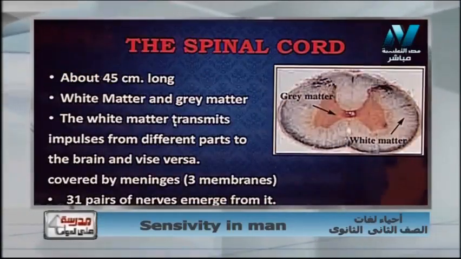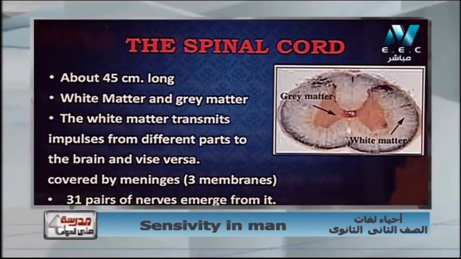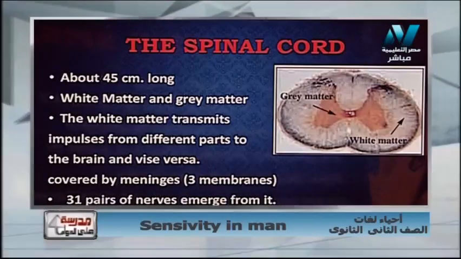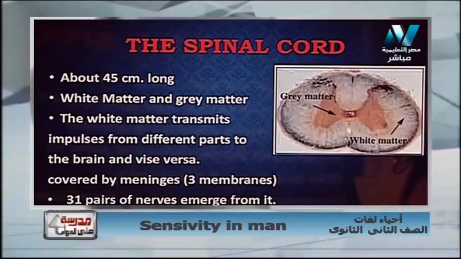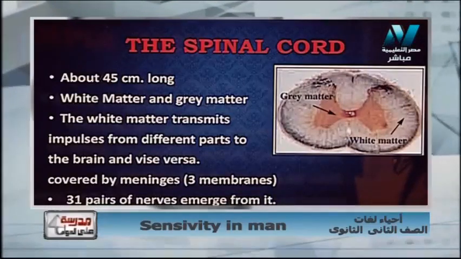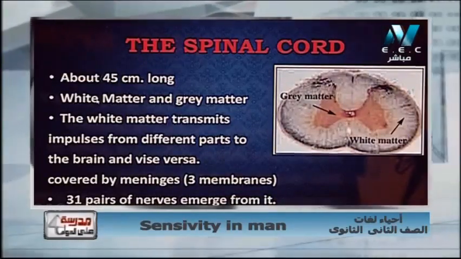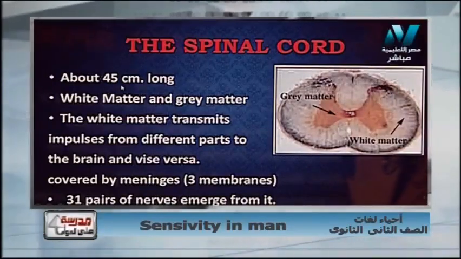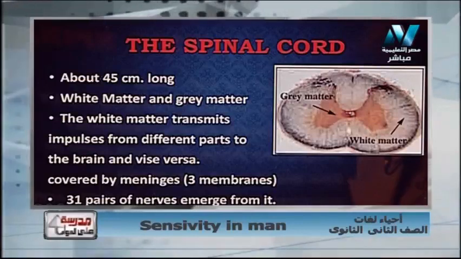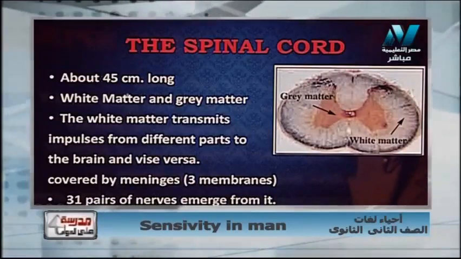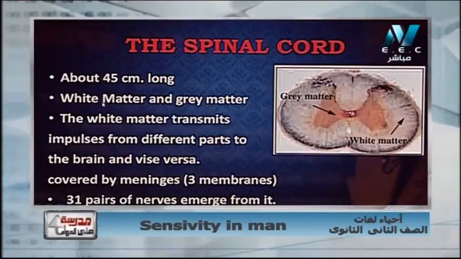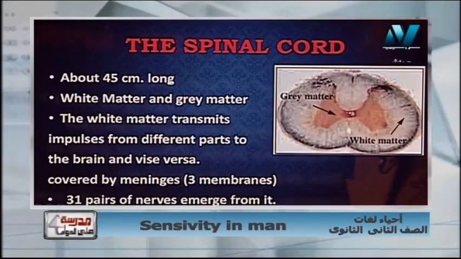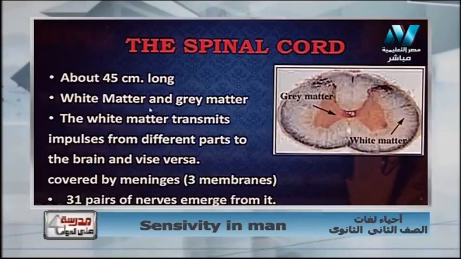Now, my dear students, we come to the second part of the central nervous system. We studied the brain, and now we are studying the spinal cord. The spinal cord is the extension coming out from the brain, and it runs through the vertebral column into the neural canal. Its length reaches about 45 centimeters long at the back of the body, inside the vertebral column.